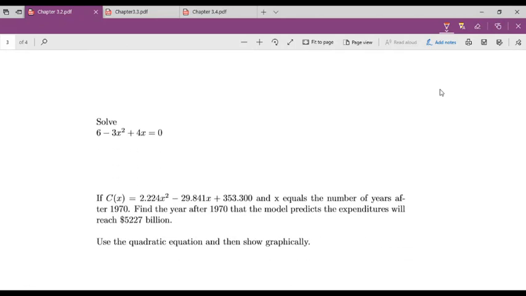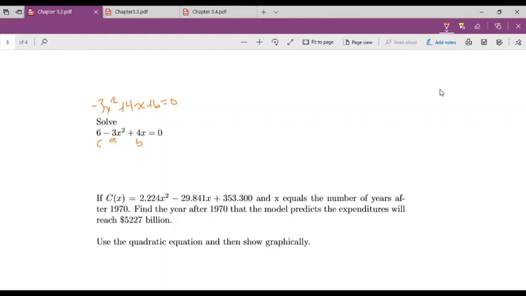So we want to solve this one using the quadratic formula. What I've got to notice here is my a is the negative 3, my b is the 4, and my c is the 6. If you want to rewrite it in standard form like this, so that your a, b, and c flow properly, you can do that as well. But it doesn't have to be in this form. You should still be able to figure out what your a, b, and c are.